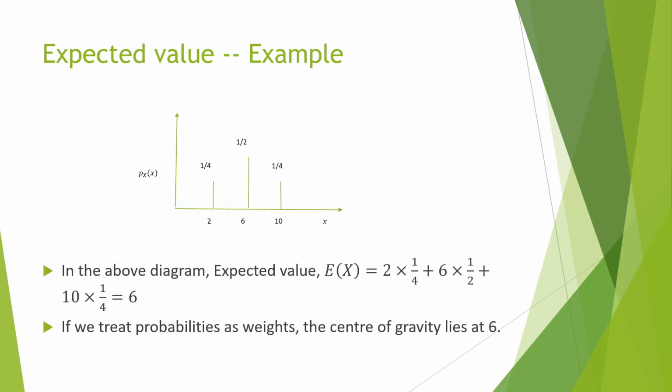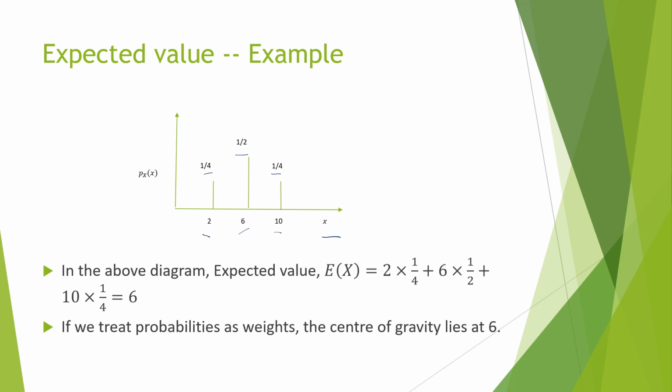Now we take one example on expected value. This diagram gives us the PMF of a certain discrete random variable. Now understand this diagram. Here the random variable X takes the value 2 with the probability of 1 by 4. The random variable takes the value of 6 with the probability 1 by 2. It takes the value of 10 with the probability 1 by 4. So here X is taking 3 values. Now I want to calculate the mean value or expected value.